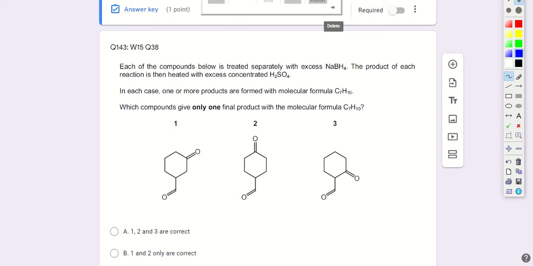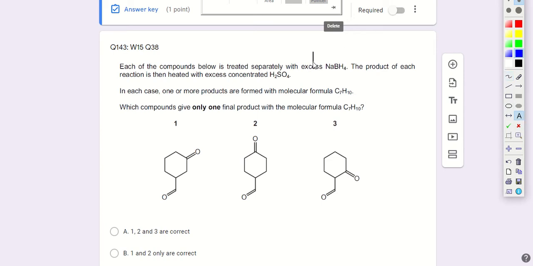Chapter 18, question 143. We have three compounds here. Each compound has two different functional groups, ketone and aldehyde. Ketone, aldehyde, ketone, aldehyde. The ketone is at a different position in the ring for all three compounds. Each of them is treated separately with excess sodium borohydride.